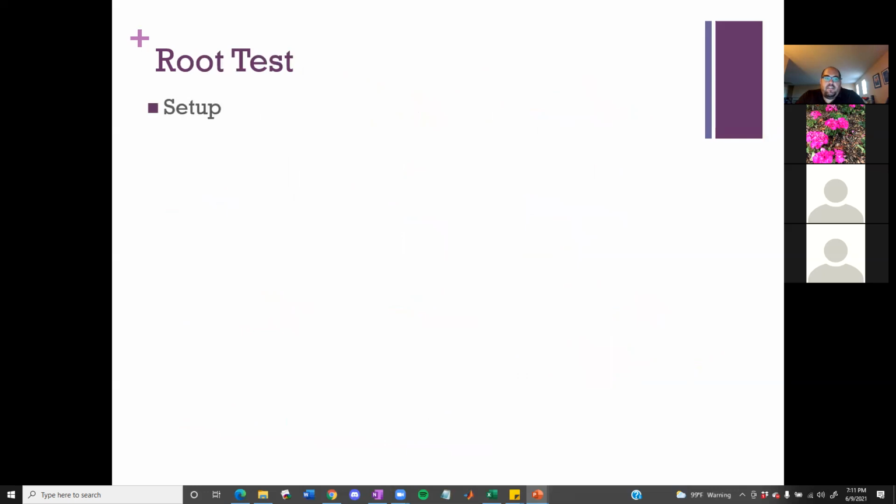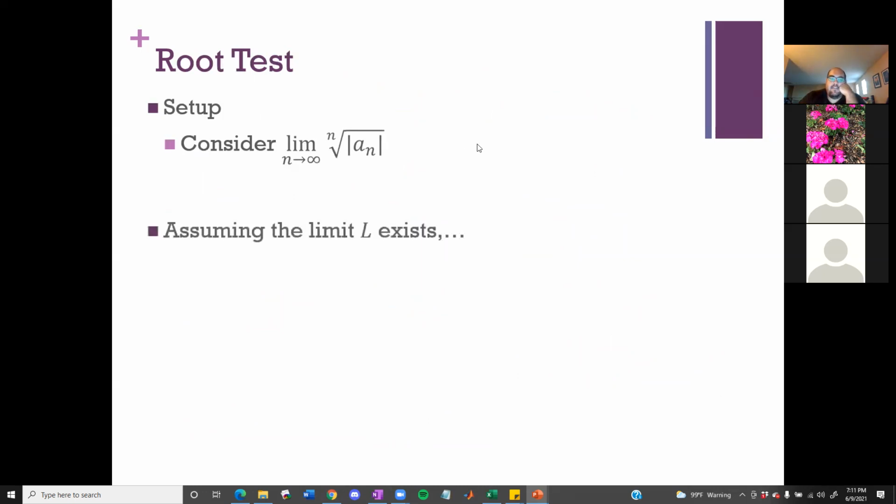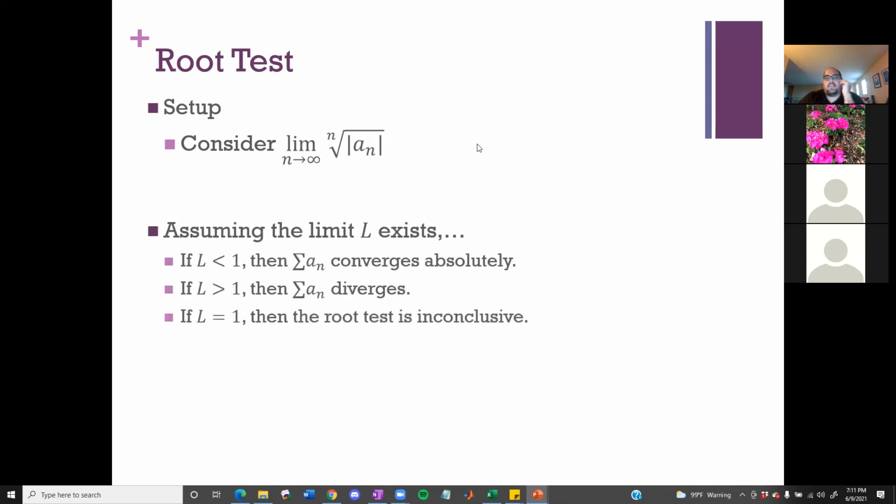Next test I want to look at is the root test. Basically, what I'm looking at here is I'm going to take the nth root of the absolute value of my sequence and then let n go to infinity and see what I come up with. And assuming that limit L exists, hopefully this looks familiar, basically the same criteria apply.